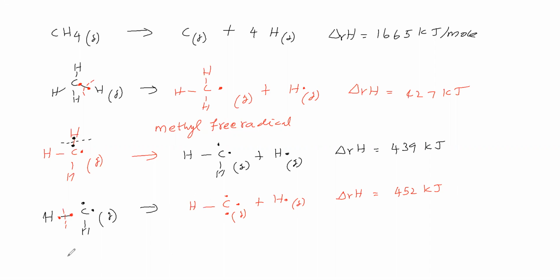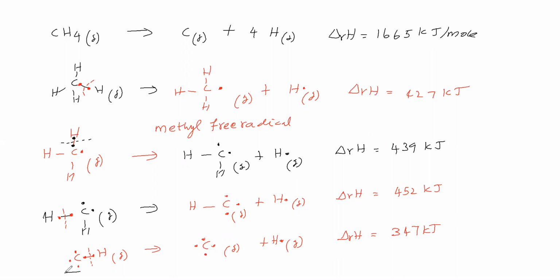Next we will take this CH bond. Here we are breaking this bond homolytically. We are getting a gaseous carbon atom and a gaseous hydrogen atom. Now the enthalpy of this reaction is 347 kilojoule.